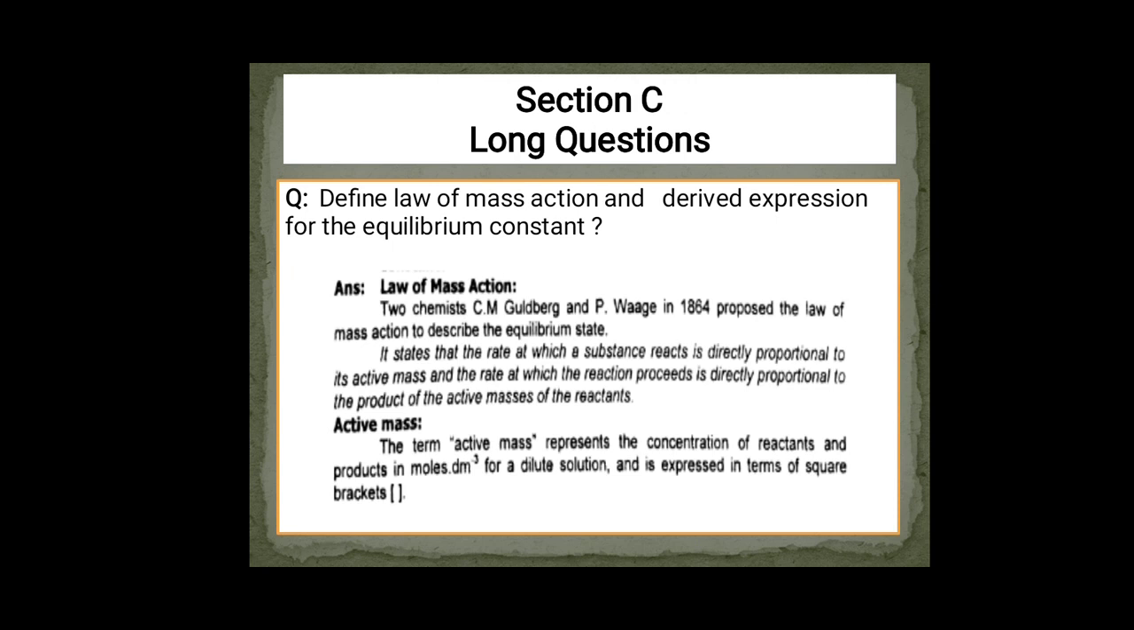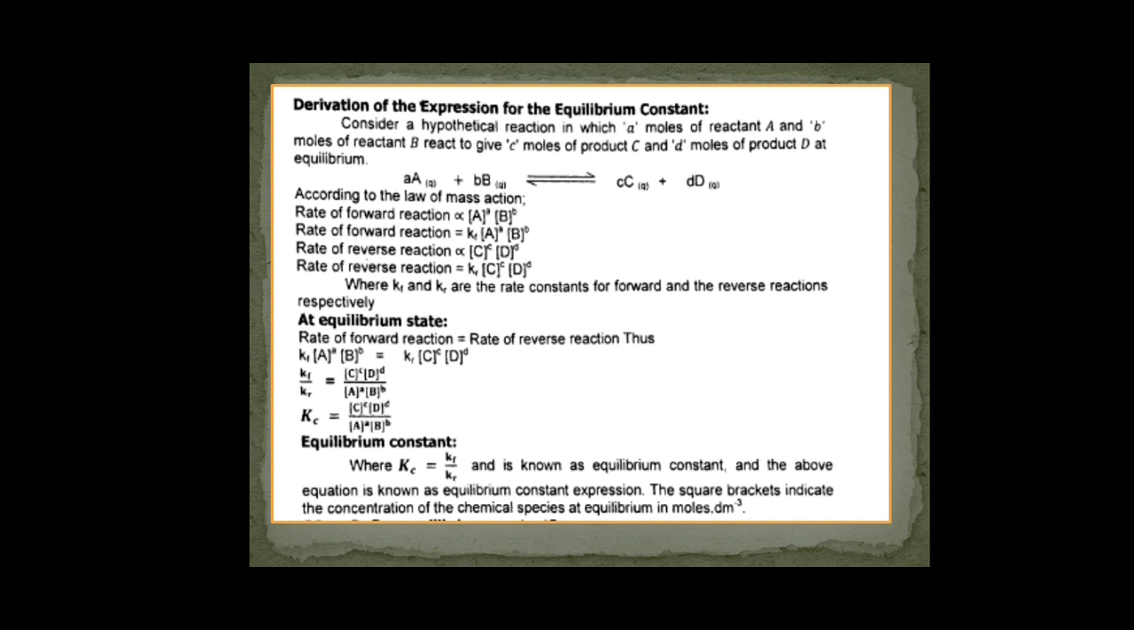What is active mass? The term active mass represents the concentration of the reactants and products in mole per decimeter cube for a dilute solution and is expressed in terms of square brackets. Derivation of the expression for equilibrium constant.